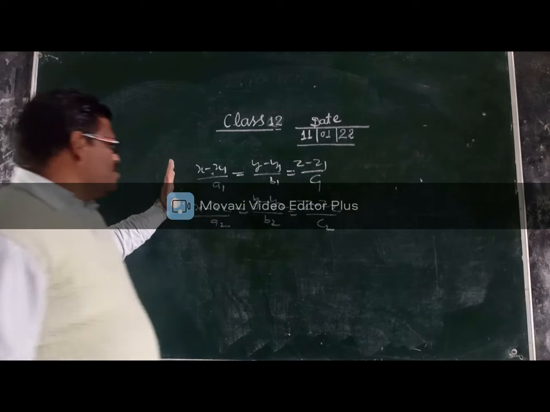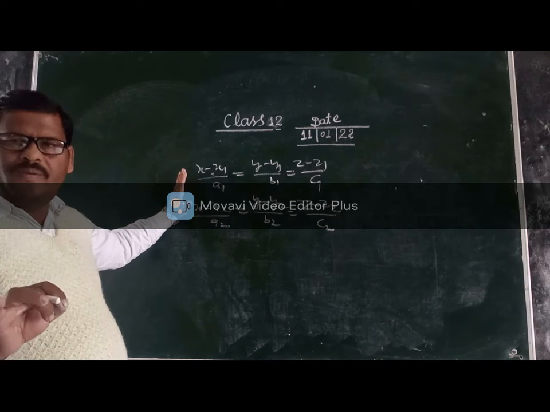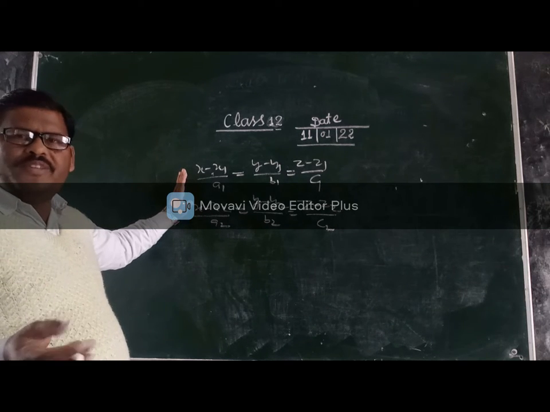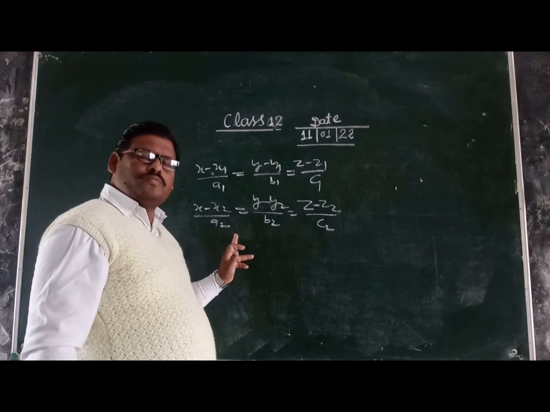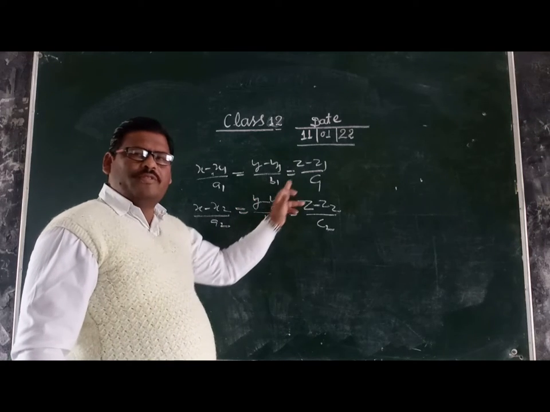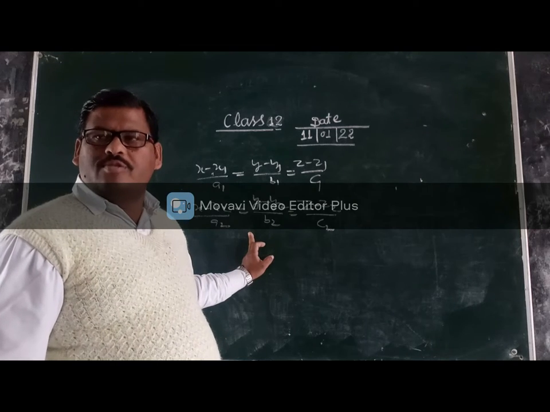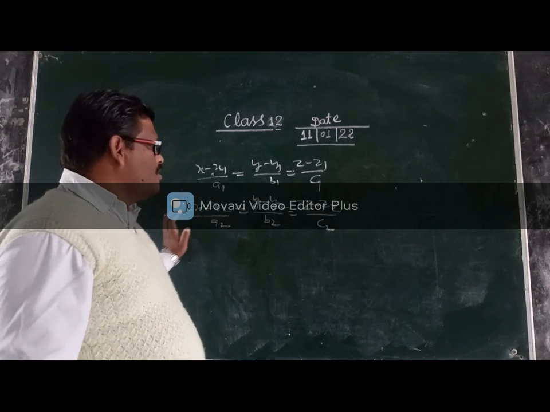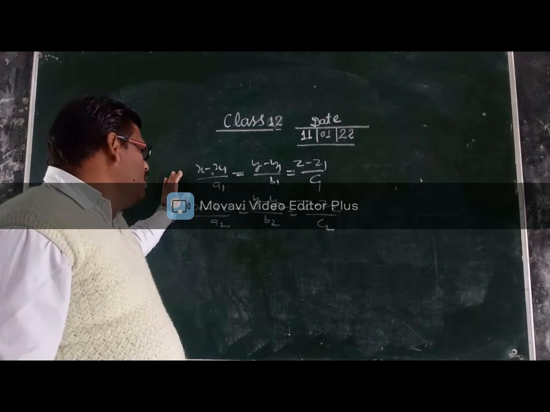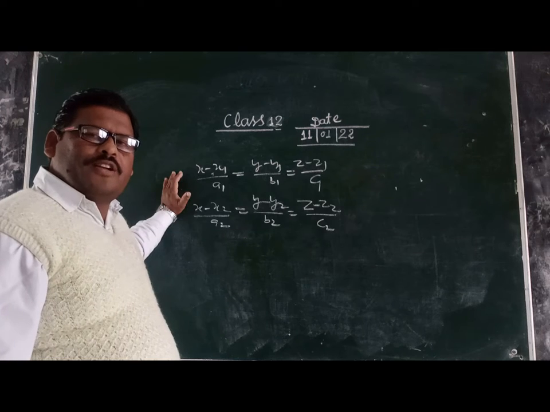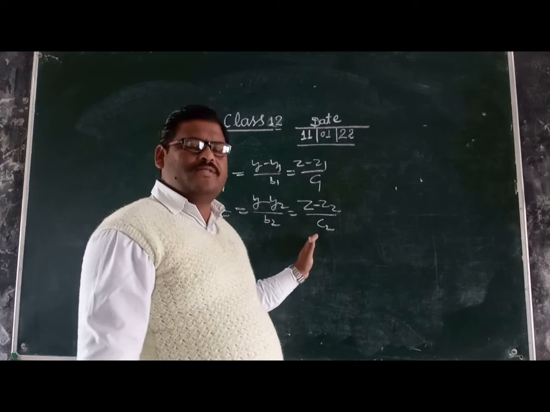Now, to find the distance between these lines, first of all examine whether the given lines are parallel or skew. Compare a1 by a2, b1 by b2 and c1 by c2. If a1 by a2 is equal to b1 by b2 is equal to c1 by c2, the given lines are parallel lines. Otherwise, they are skew lines. If a1 by a2 is not equal to b1 by b2 is not equal to c1 by c2, that is the condition for the given lines to be skew lines.